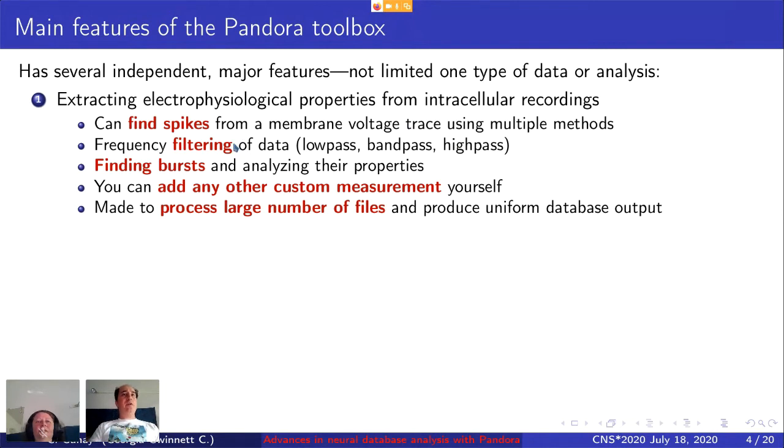It includes filtering of data. There's low pass, band pass, and high pass filtering, already implemented by default. But if you have data coming from a different animal, there are always different types of features and you may need different filtering for different animals. And I can help with those things. So if you want to apply Pandora to a different type of data, I can help you out initially because I've used it with very different types of data and it is able to find spikes in many different conditions.